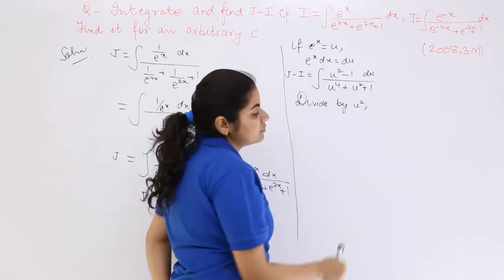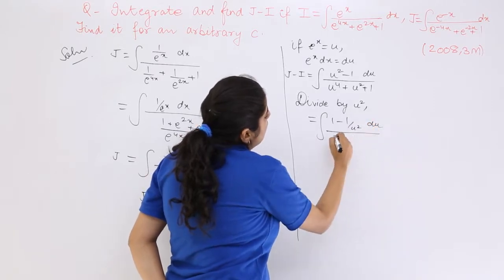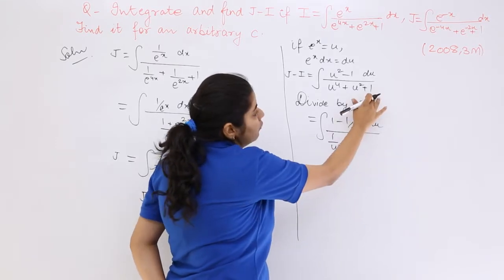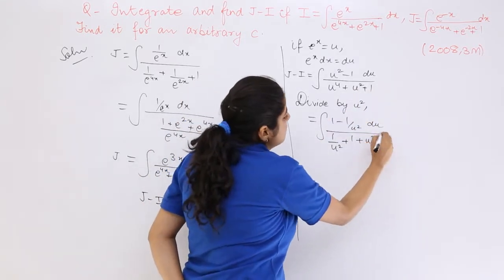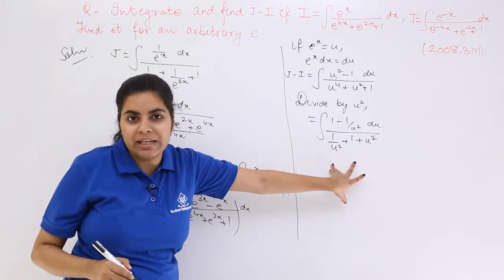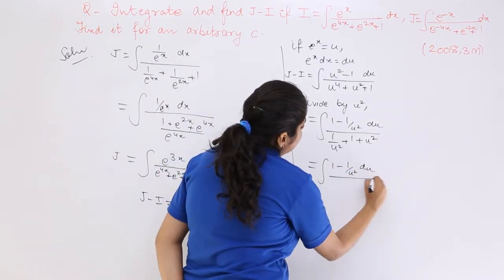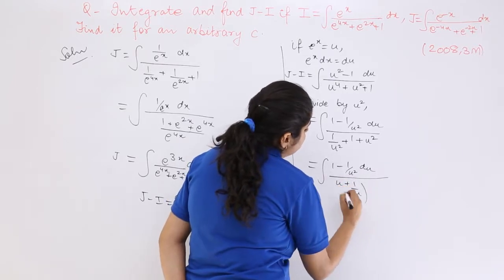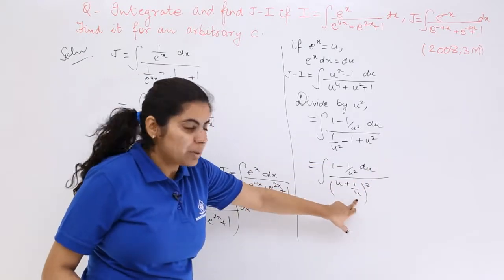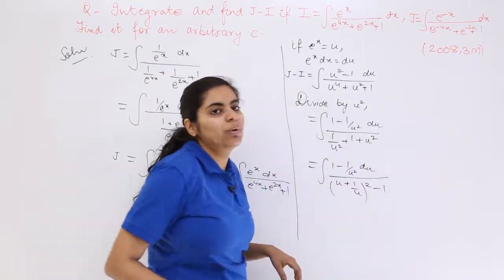by u square, what happens? 1 minus 1 by u square du, 1 by u square plus 1 plus u square. Why I have done this will be clear because I will be making the denominator in the whole square form. So it is 1 minus 1 by u square du upon u plus 1 by u whole square, and this will open up to u square which is there, plus 1 by u square which is again there, plus 2, but this is plus 1, so you have to subtract 1.